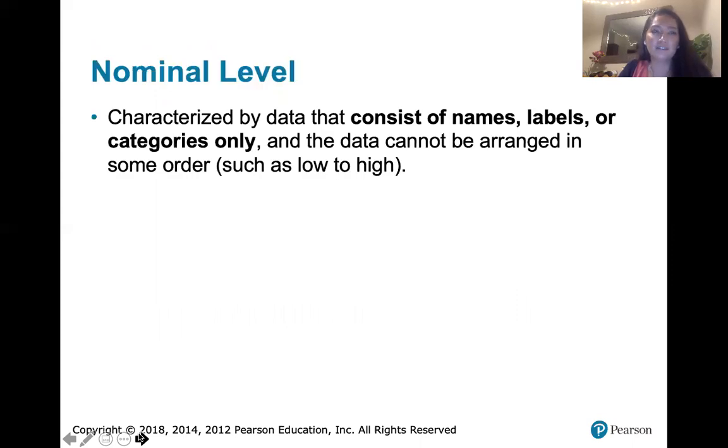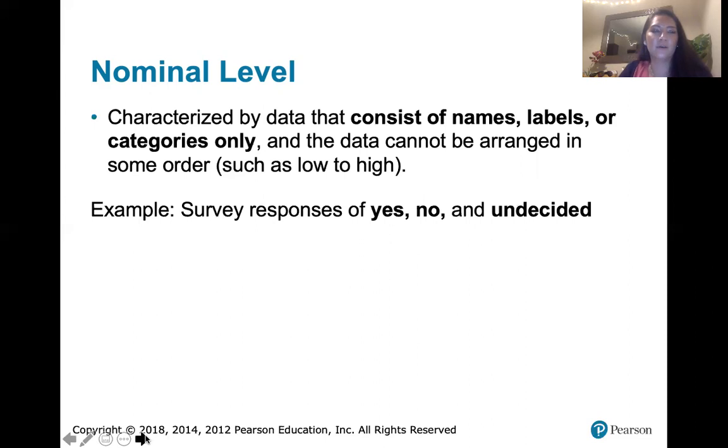So let's go through the levels. Here's the nominal level of measurement. Nominal level of measurement is characterized by data that consists of names, labels, or categories only. And this data cannot be arranged in some order, such as low to high. So when I think of nominal, I think of names. So an example is yes, no, or undecided.